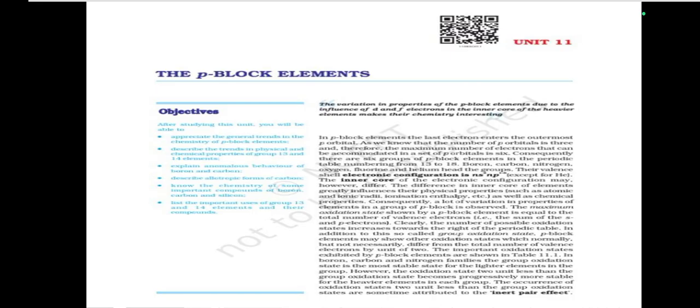In boron, carbon, and nitrogen families, the group oxidation state is the most stable state for the lighter elements in the group. However, the oxidation state 2 units less than the group oxidation state becomes progressively more stable for the heavier elements in each group. The occurrence of oxidation states 2 units less than the group oxidation states is sometimes attributed to the inert pair effect.